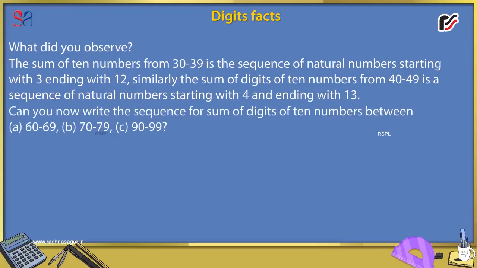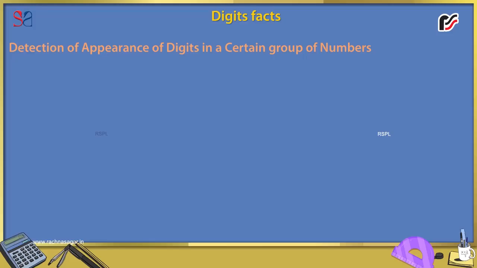Can you now write the sequence for the sum of digits of 10 numbers between A. 60 to 69, B. 70 to 79, C. 90 to 99? Detection of appearance of digits in a certain group of numbers.